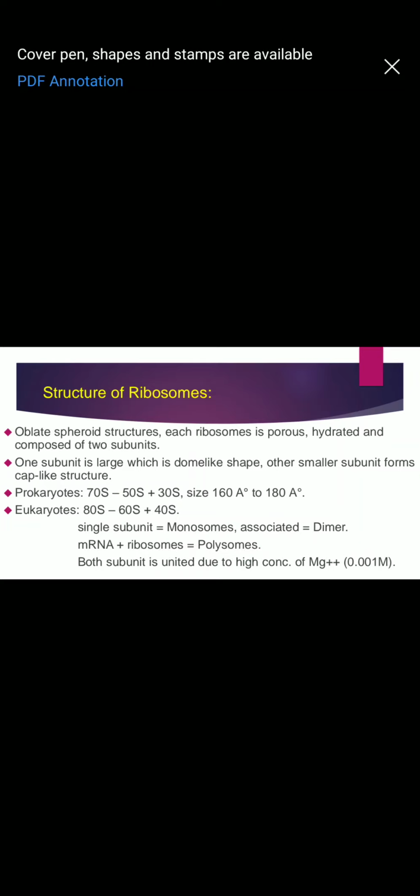The prokaryotic ribosomes are 70S ribosomes, composed of a larger subunit, which is 50S, and a smaller subunit, which is 30S. The size of the 50S subunit is 160 angstrom, and the 30S is 180 angstrom. In the eukaryotic ribosome, that is the 80S, the larger subunit is 60S and the smaller subunit is 40S.